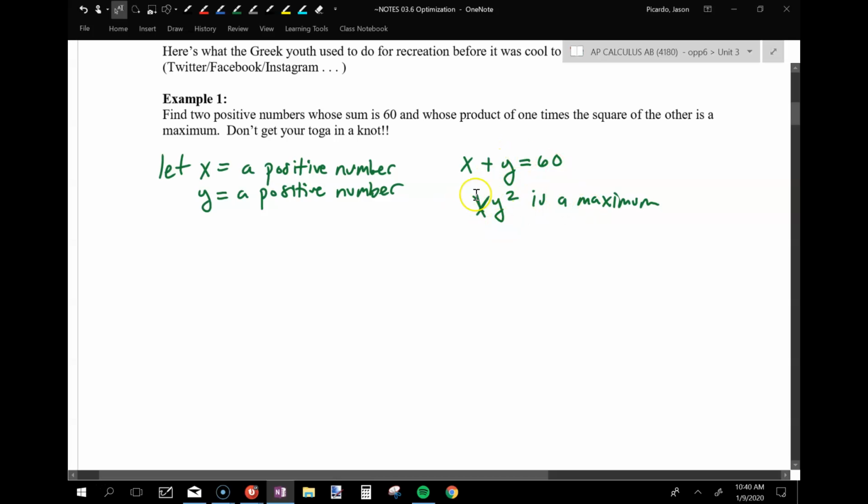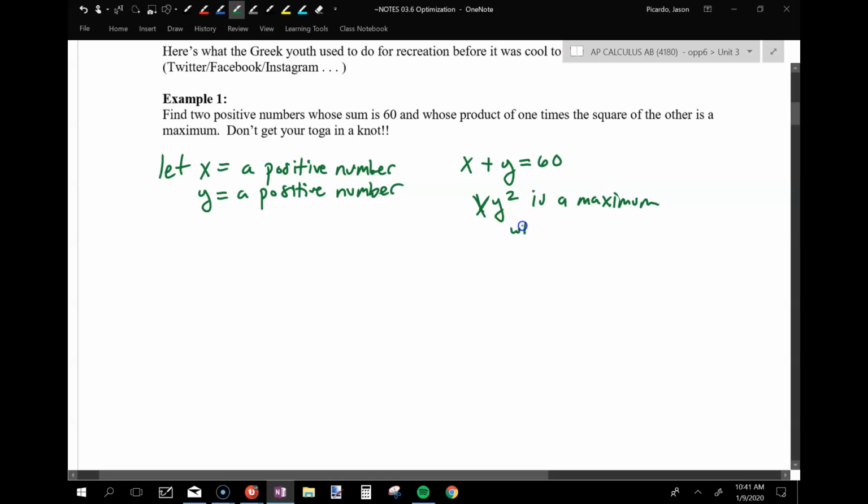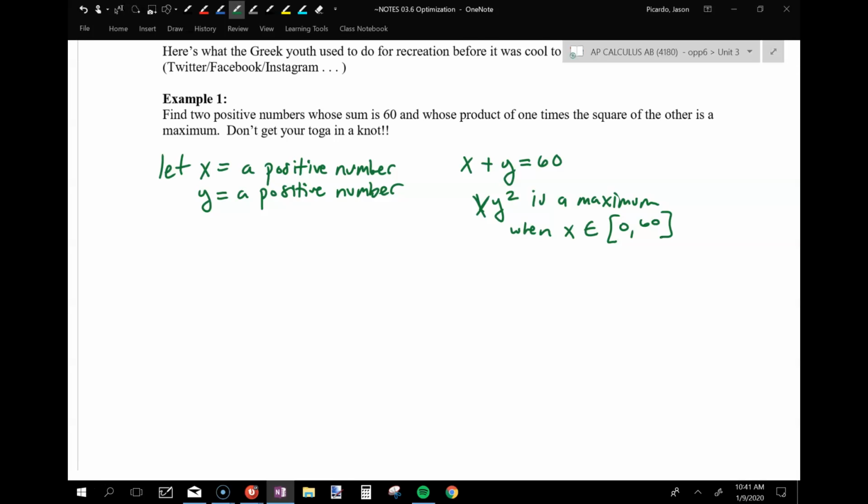So here's what we want to do. We want to maximize this. So it's a maximum on what domain? What are the extreme scenarios? What could x be? Could be 0 up to 60. So x is an element of [0, 60]. Now that part of it was not part of the original question, was it? But the domain is created by the parameters set in the problem.